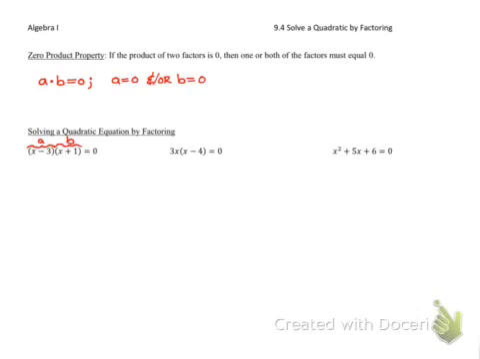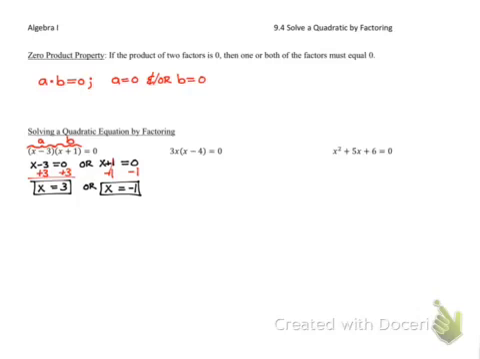So if I have two terms that are multiplied and the result is 0, either the first term, x minus 3, is 0, or the second term, x plus 1, is equal to 0. Solving the first problem, we add 3 to both sides to say x is equal to 3. Or the second problem, we subtract 1 from both sides to say x is equal to negative 1.